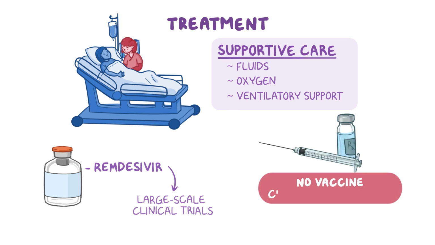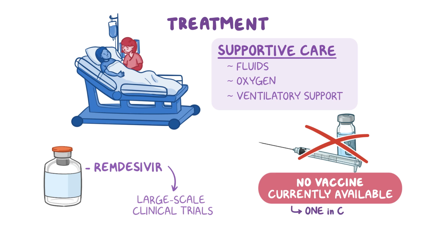Unfortunately, there's no vaccine currently available to protect against COVID-19. Having said that, there are some being researched, including one that is in clinical trials and will likely be ready by 2021. So, the main goal is to avoid person-to-person transmission.